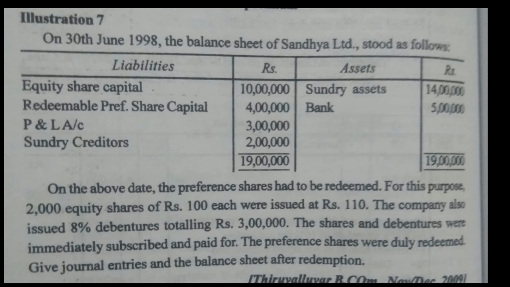Now, next, the first entry. Do you have partly paid up? There is no partly paid up. Now, second entry, if there is any sale of asset. There is no sale of asset. Then directly we will go to the third entry, fresh issue.